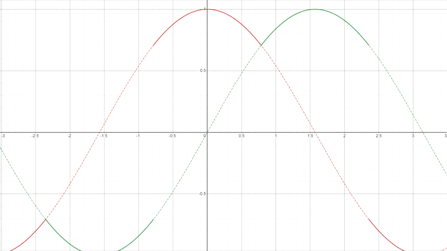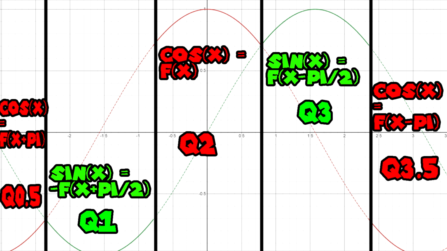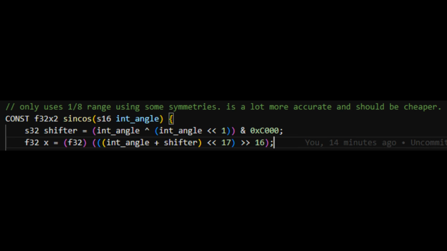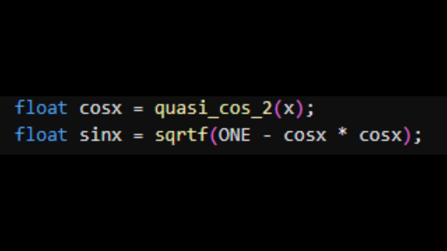Every single symmetry of the sine wave is used here. The graph is divided into 4 quarters this way. All we have to do is shift our angle by 90, 180 or 270 degrees to get the number into the quarter where the polynomial formula works. This is done with some extremely efficient bit math that I don't want to get into right now, but this is what the code looks like. And then we just run the polynomial.